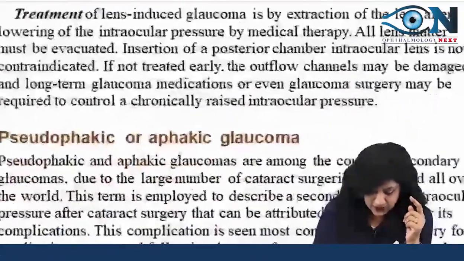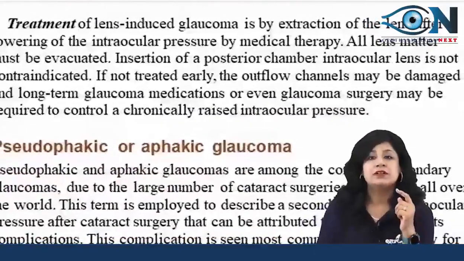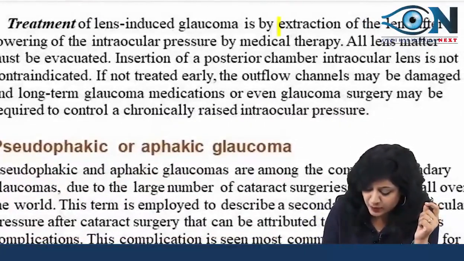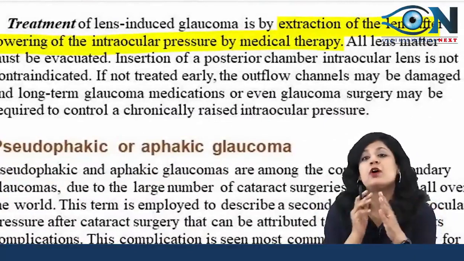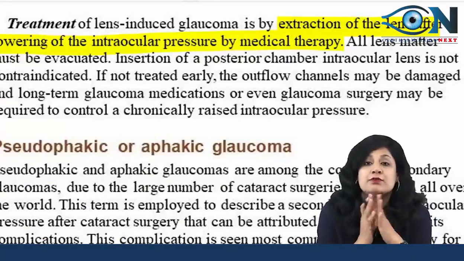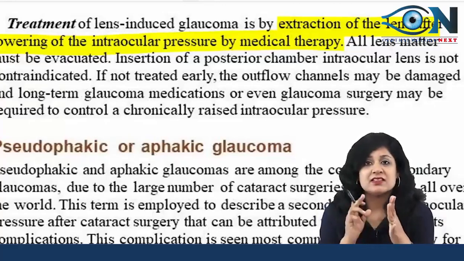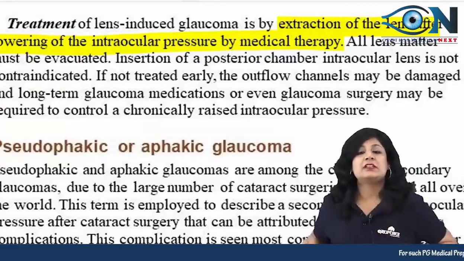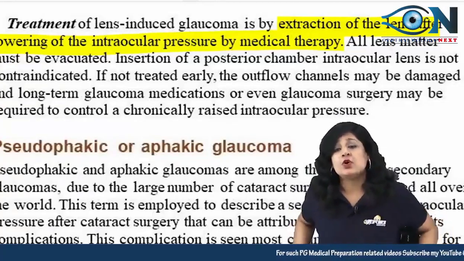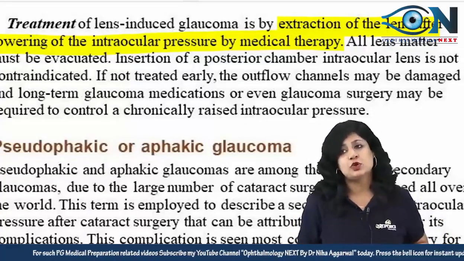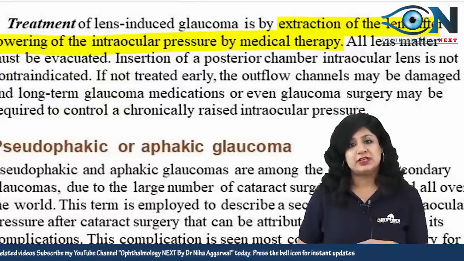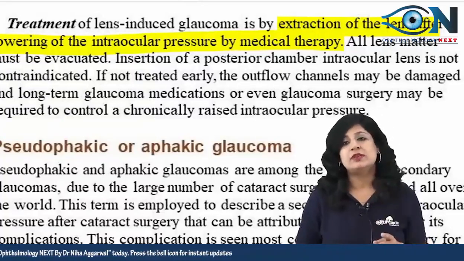Okay, now let us talk about the treatment part. Treatment of the lens-induced glaucoma is by extraction of the lens after lowering the intraocular pressure by medical therapy. Now, again very important. First treatment to be given and the most important treatment. Obviously, the most important treatment is your extraction of the lens. We will have to extract the lens because it's a lens-induced glaucoma, but it is not the first thing to do because first you have to lower the intraocular pressure.